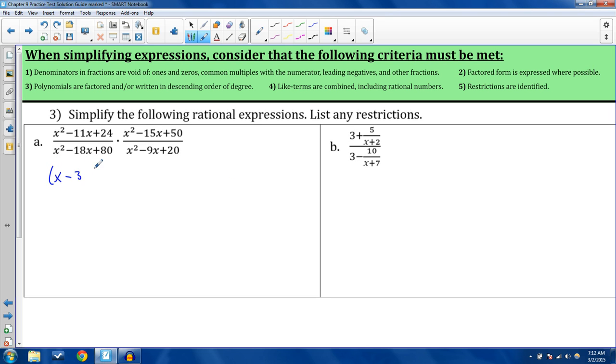But I'll say the two numbers that add to negative 11 and multiply to positive 24 are negative 3 and negative 8, so x minus 3 and x minus 8. Now when I multiply here with two fractions, I can multiply straight across the numerator, multiply straight across the denominator. So in my next step, I'm going to immediately assume that I can just multiply this by the next two guys. The two numbers that multiply to positive 15 and add to negative 15 are negative 10 and negative 5. So I'm just going to go straight across right there, and I've already taken care of one of my things, like terms are combined including rational numbers.